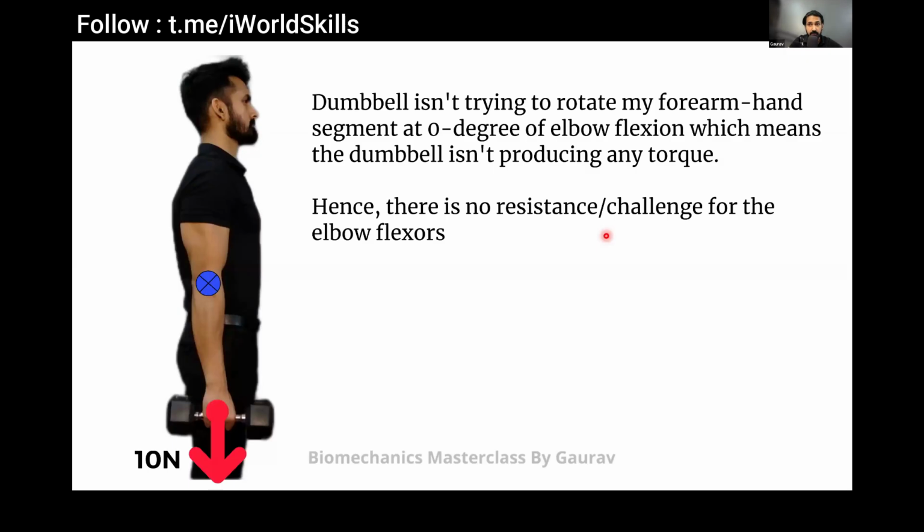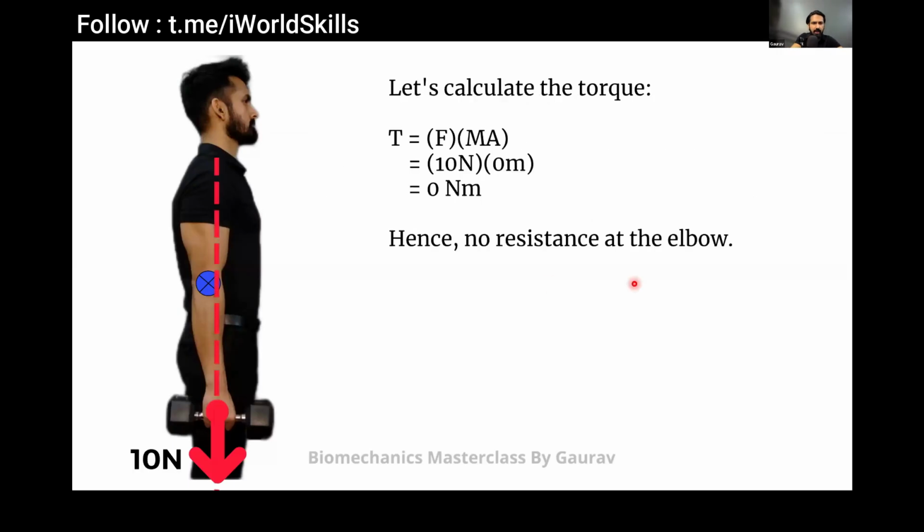So now for the first time, I'm so glad to see that most of the people are saying no in the chat box. You guys are absolutely correct. If you extend this line of force all the way up in this direction, you'll see that this line of force passes directly through the elbow joint axis, which means there is going to be no moment arm in this scenario. And when you calculate torque, torque equals force multiplied by moment arm. Force we have considered to be 10 Newton again. 10 Newton multiplied by 0 meter gives you 0 Newton meter of torque. Hence, no resistance at the elbow, no challenge for my bicep muscle. As simple as that.